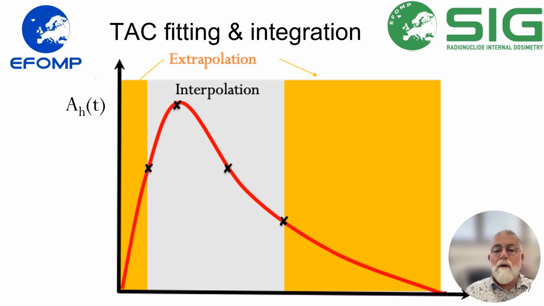But then the issue is for all the region in orange, which is extrapolation. So between 0 and the first time point and after the last time point, everything you will obtain in terms of time integrated activity or cumulated activity will be extrapolated. So you really have to be careful, especially when the fraction of extrapolation becomes significant. If 40, 50, 60% of your time integrated activity is obtained from outside the time sampling, from the extrapolation, then you have a potential issue. It means that your time sampling is probably not optimal.